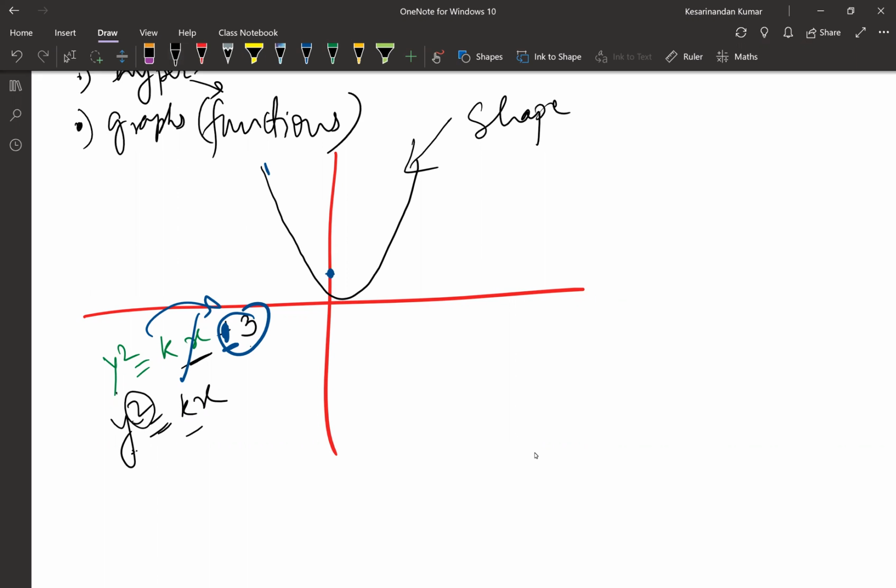Now let's take a new case. We can also have it like this: x square is equal to ky. Now it should be according to which axis now, guys? X-axis. Yes, and it will be like this.